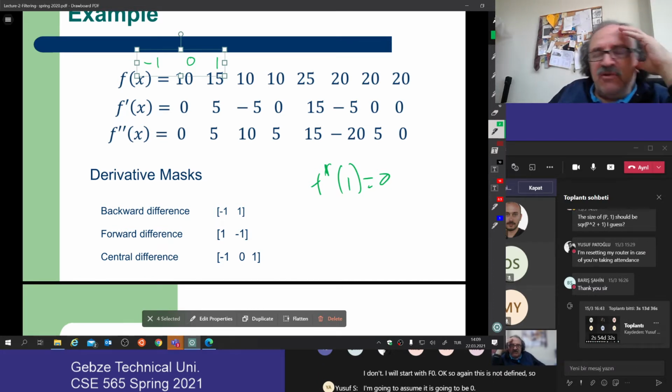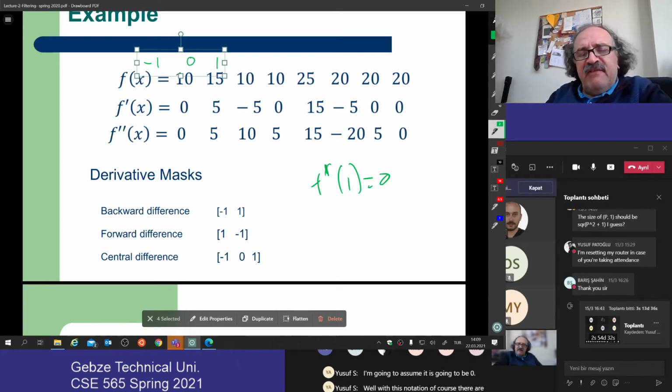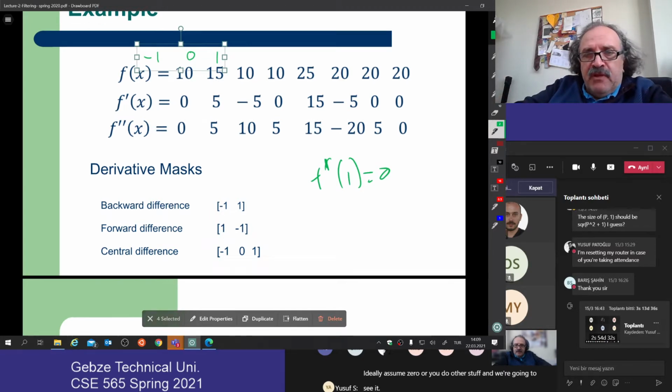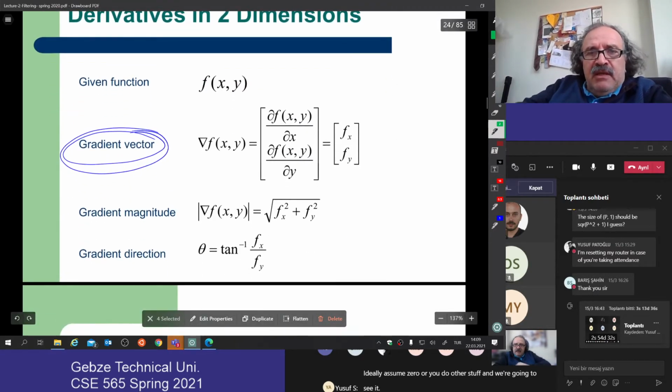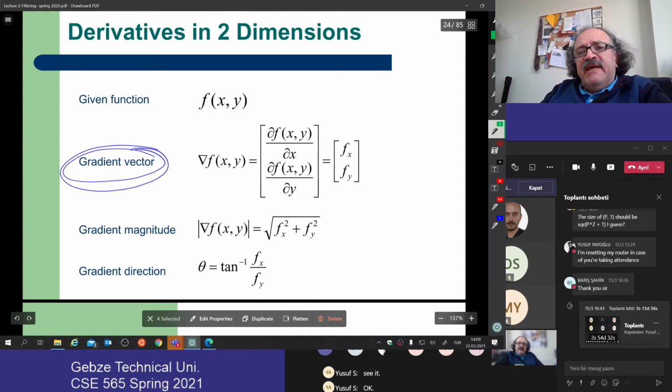Well, with this notation. Of course, there are many ways of dealing with this, and it will come at the end of this lecture today. At the boundaries, what are we going to do? Either you assume 0 or you do other stuff, and we are going to see it. Okay. Let's move on.